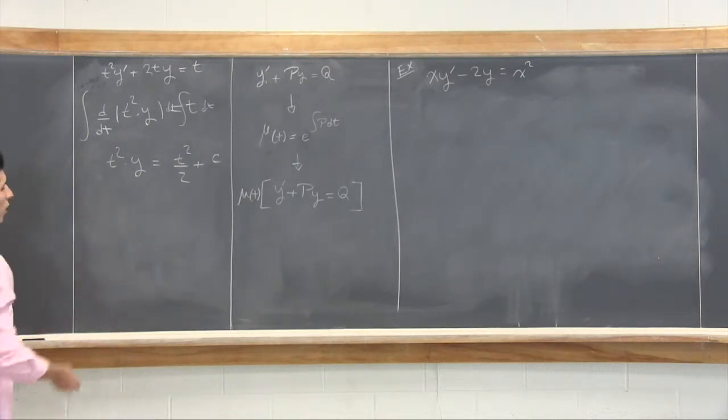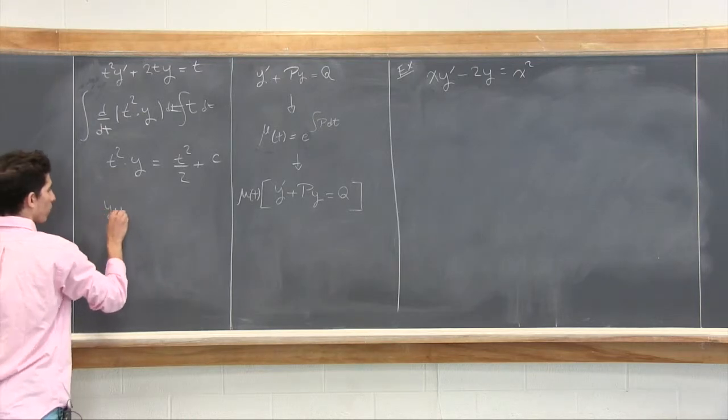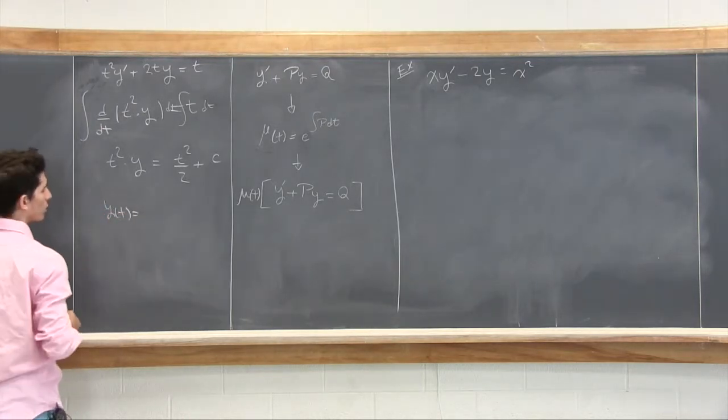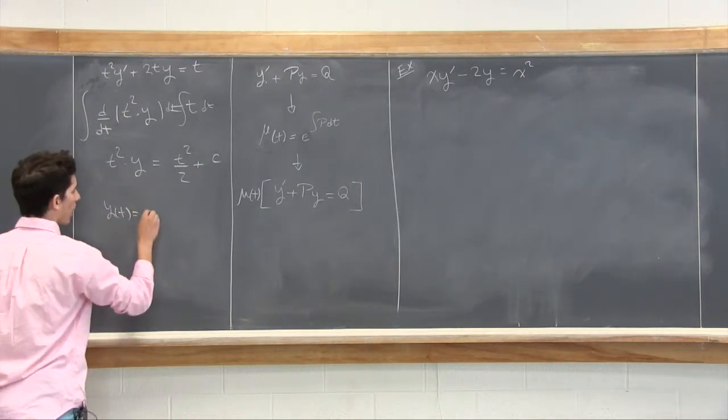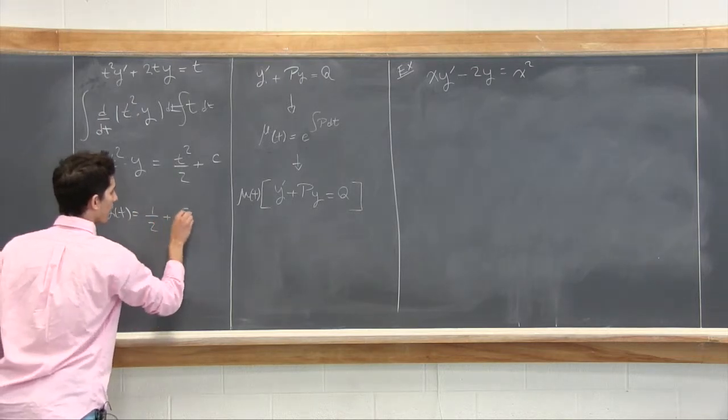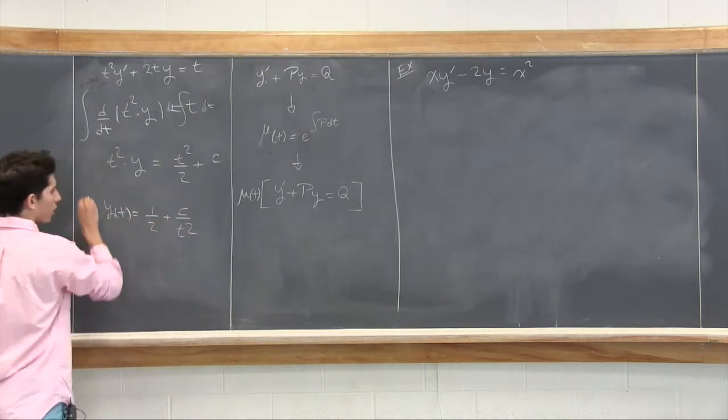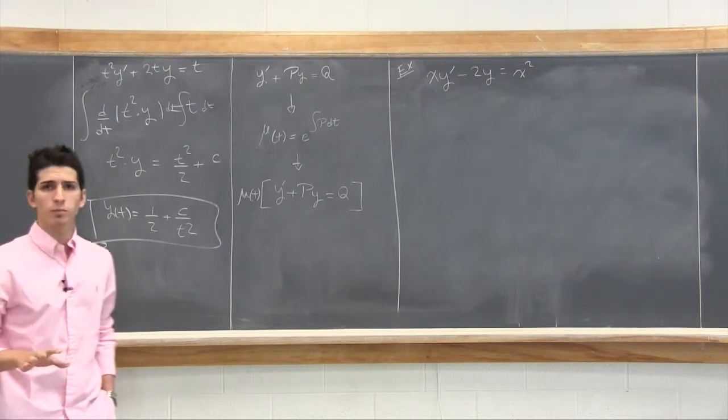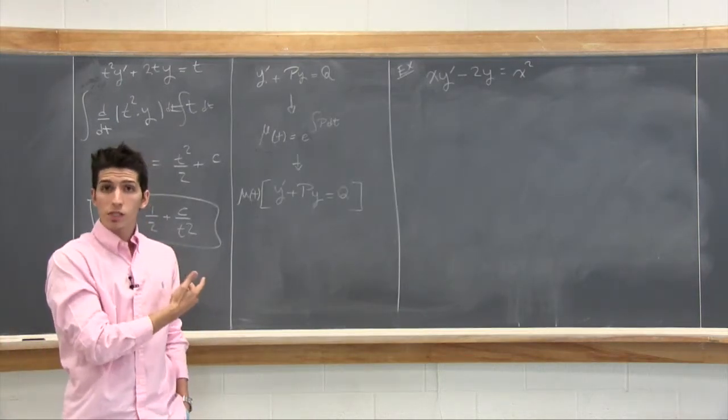So now all I have to do is solve for my y. Well, I can divide both sides by t squared, and I'll get 1/2 here and a c over t squared over here, and that's it. I'm done. So that was really easy.